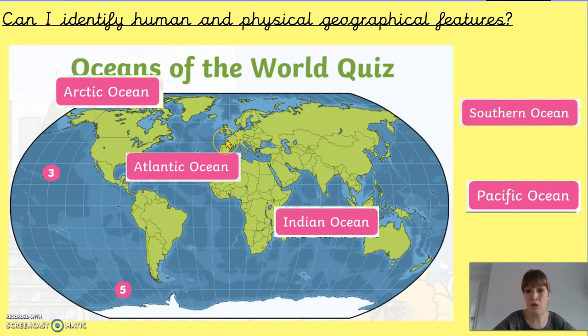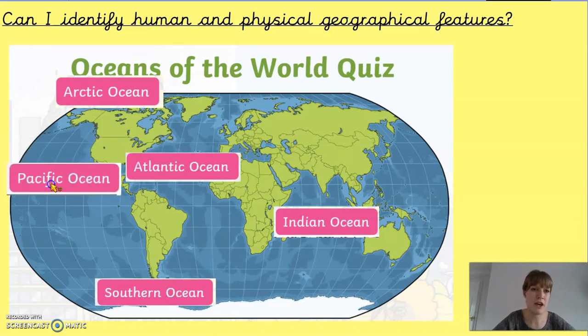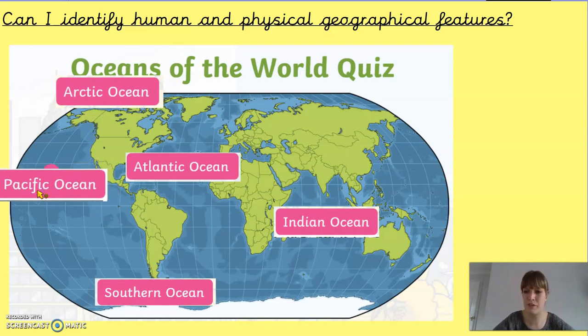If we go down to Cornwall or Devon and we dip our feet in the sea, we are dipping our feet into the Atlantic Ocean. And the Southern Ocean, you would have guessed it, is down in the south. Well done. And then we've got the Pacific Ocean, which is over here. Massive well done if you got those correct. Remembering that oceans are a physical geographical feature. They will be here even if humans weren't.